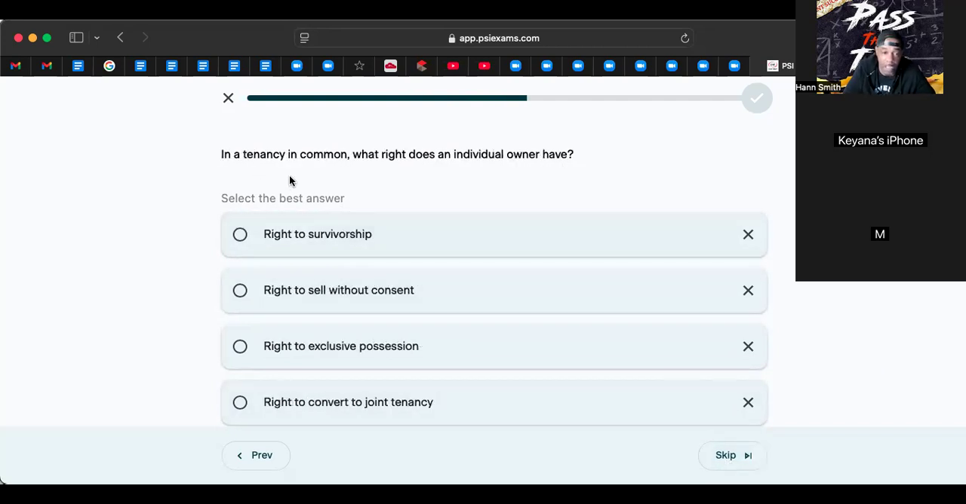Okay, here go one about tenancy in common. In tenancy in common, what right does an individual owner have? Right to survivorship, right to sell without consent, right to exclusive possession, right to convert to joint tenancy. I'm gonna get rid of that one. This is a really good question though. Get rid of 3. Cool. So that leaves, in tenancy in common, what does the individual owner have? Right to survivorship, right to sell without consent.